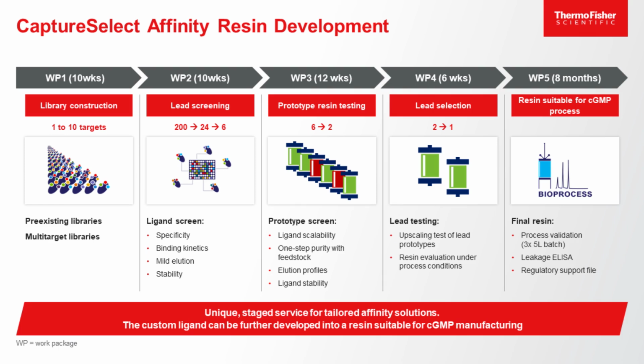Within work package 3, people can already have access to these prototypes. We'll test them ourselves, but we'll also have collaborators and customers test them. As well, in work package 4, there is already research use resin available for customers to do, for example, some process development. So it's not necessary to wait until the full GMP validation batches are ready.